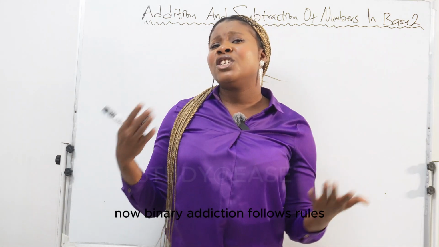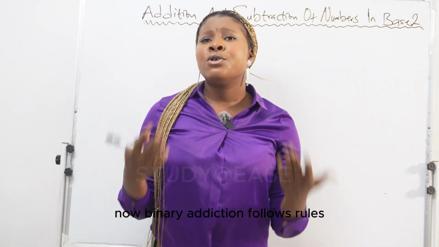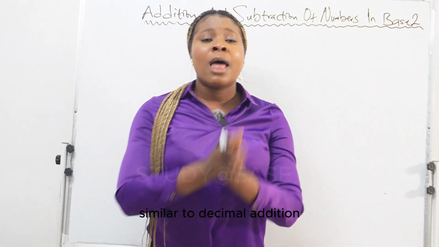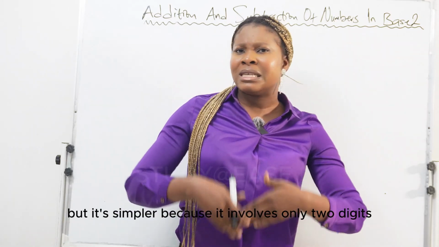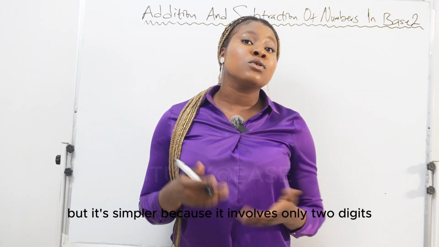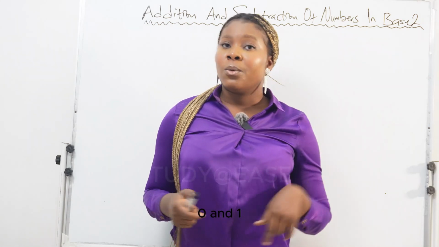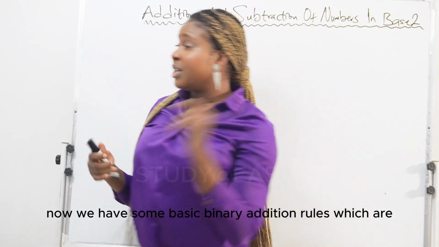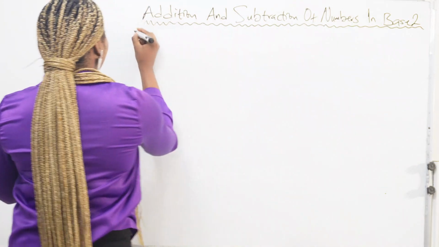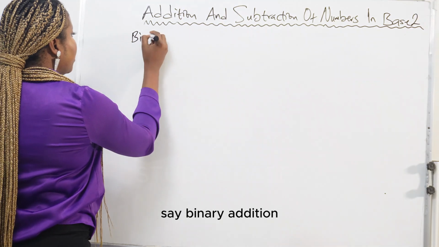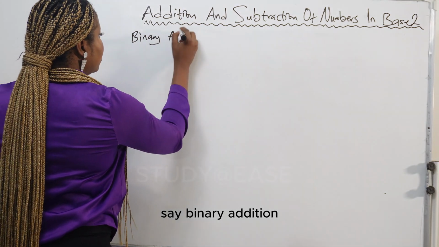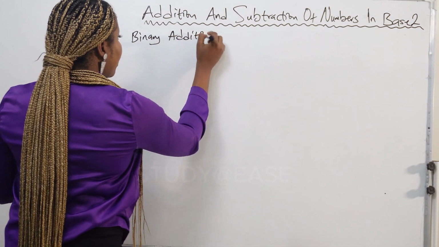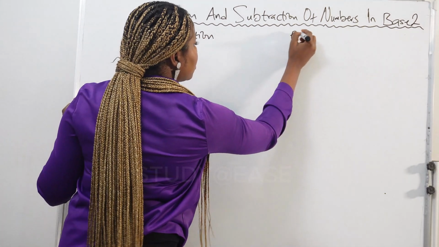Now, binary addition follows rules similar to decimal addition, but it's simpler because it involves only two digits, 0 and 1. Now, we have some basic binary addition rules, which are, say, binary addition in our results.